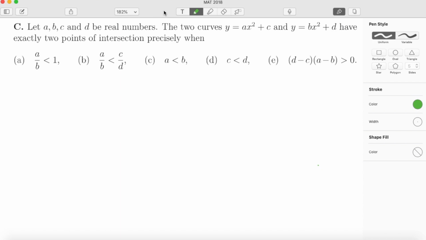Hello and welcome to question 1 part C of the Oxford Maths Admissions Test for 2018.